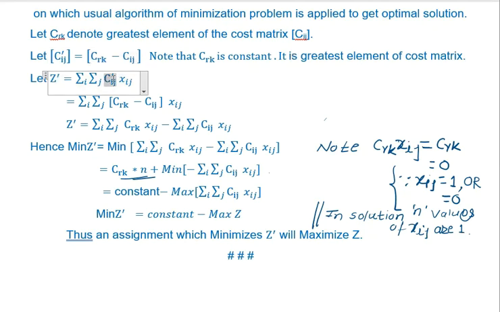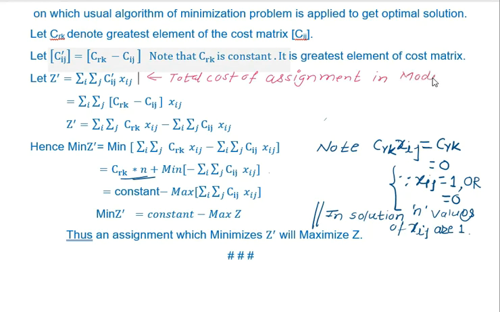So this is the objective function. It is called the objective function. This is the objective function and it gives you the cost of assignments for this modified matrix. This gives you the total cost of assignment in the modified matrix.